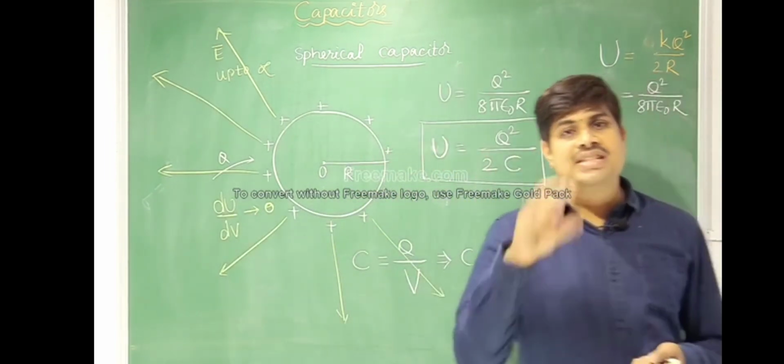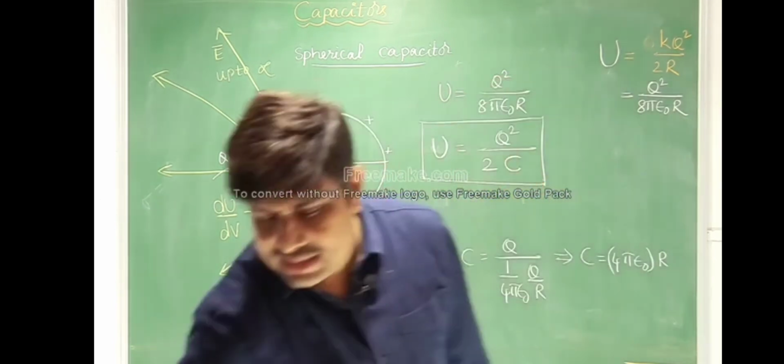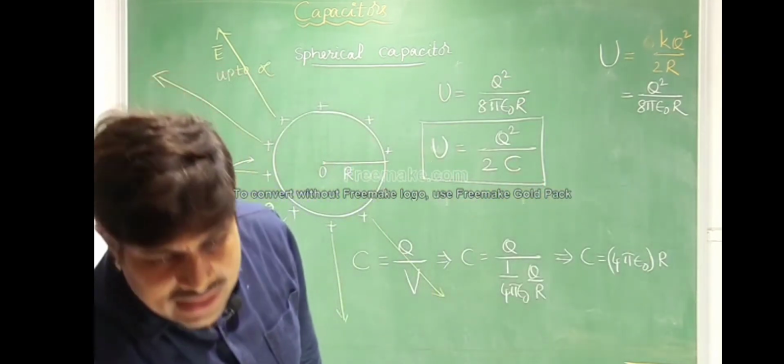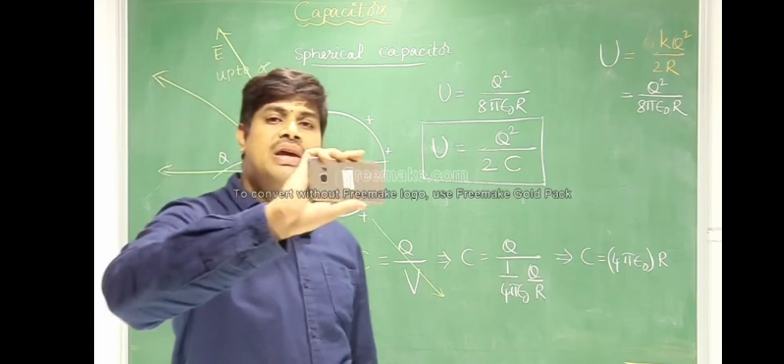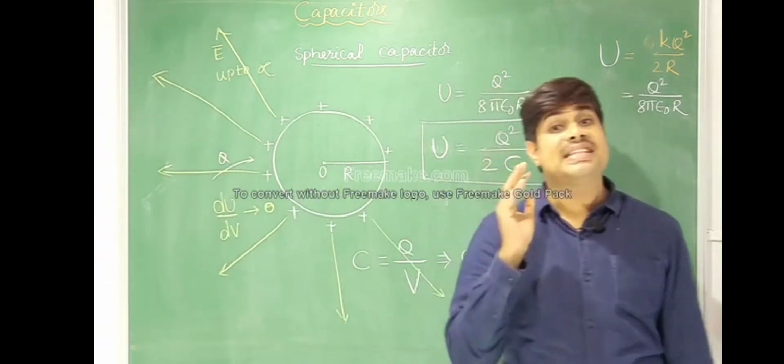Capacitance is a property. What is capacitance? Charge holding property is called capacitance. This is a metal body, and it can hold electric charge. Every metal body can hold electric charge. Charge holding property is called capacitance.